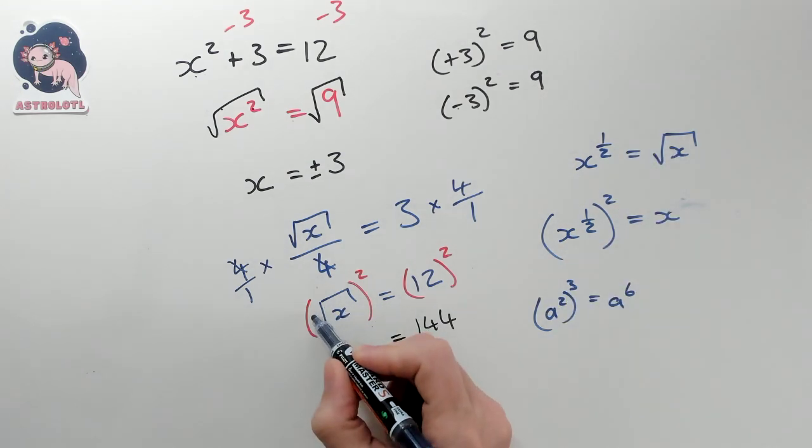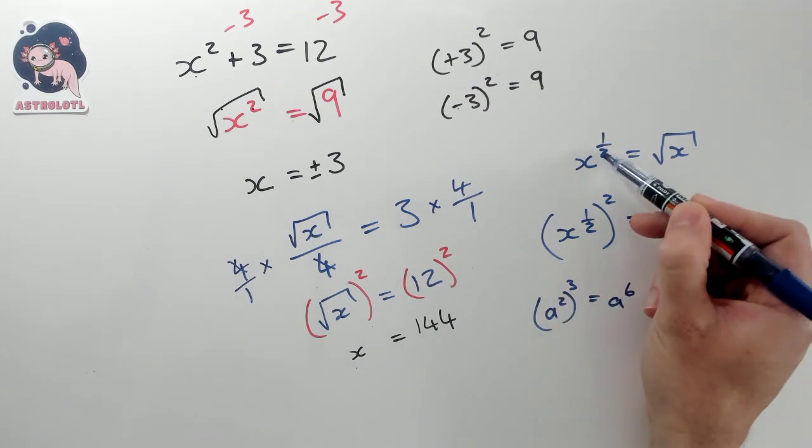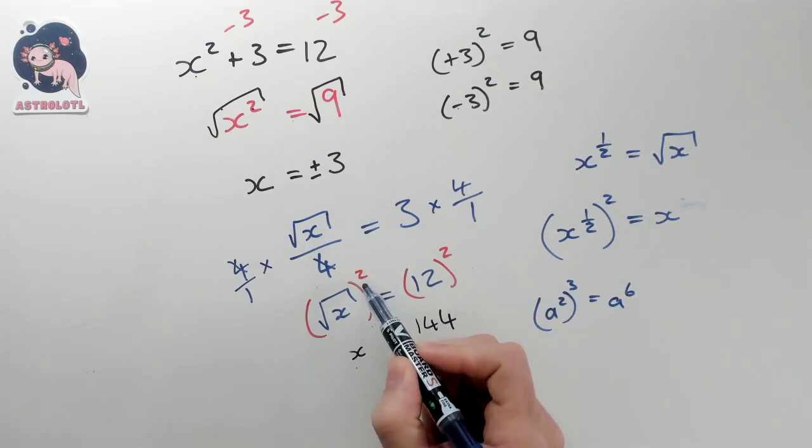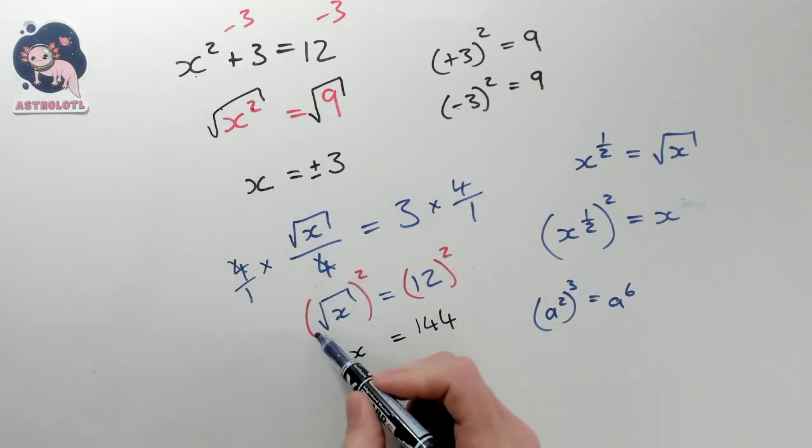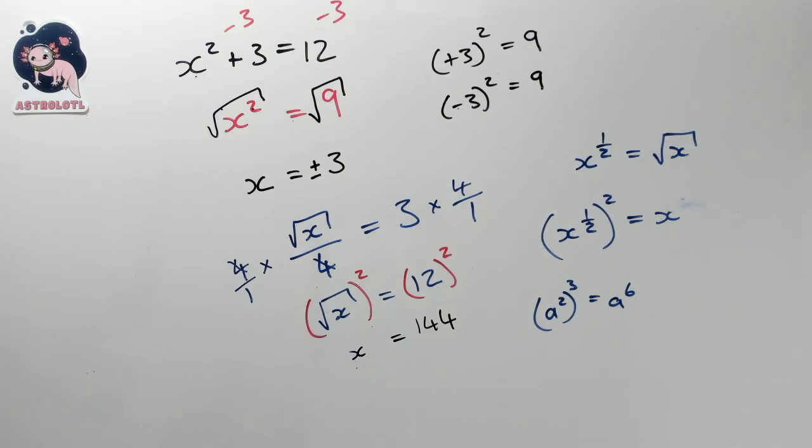If we had a cube root here, then that would be a third, and we'd have to cube it to undo a cube root. But okay, next video, more complicated relationships.